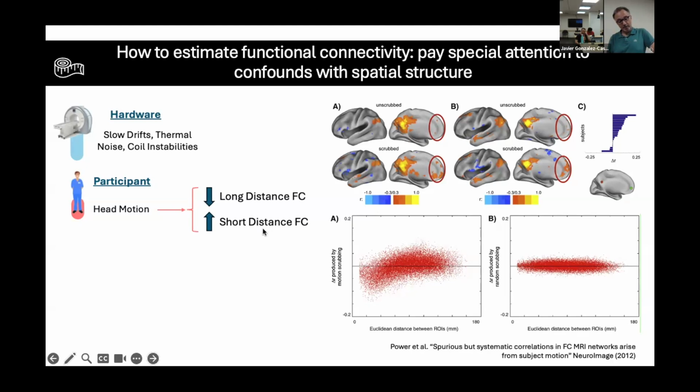And it applies the other way around: more motion tends to increase local connectivity. And this is an example in which they saw that if you do scrubbing based on motion, you see a change in which you see these 2 effects, while if you do scrubbing in a random way, you don't see that.